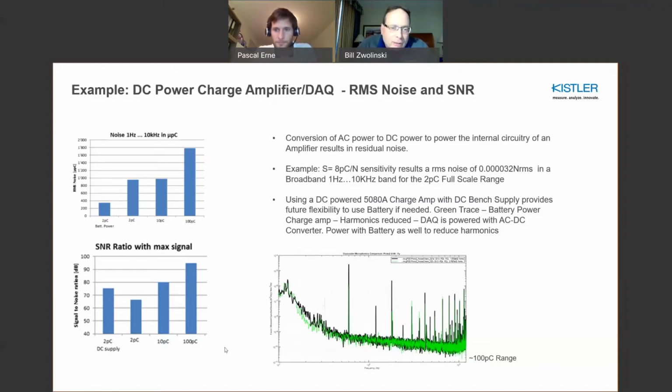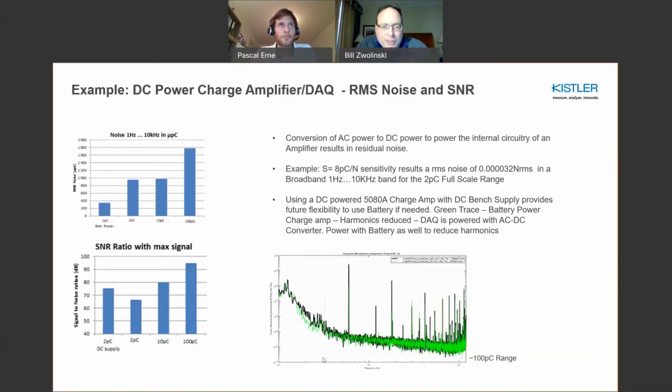What I show on the right hand side is a typical 100 picocoulomb range setup where the green curve is the battery powered charge amp noise, and you can see that the 1/f noise is lower. Certainly if we showed this at a 2 picocoulomb full scale range, you would see a more prominent 1/f being quite a bit lower for that case. You also see here the harmonics of the AC power conversion process, because in this plot, although the charge amp was powered by a battery, the data acquisition system was not.